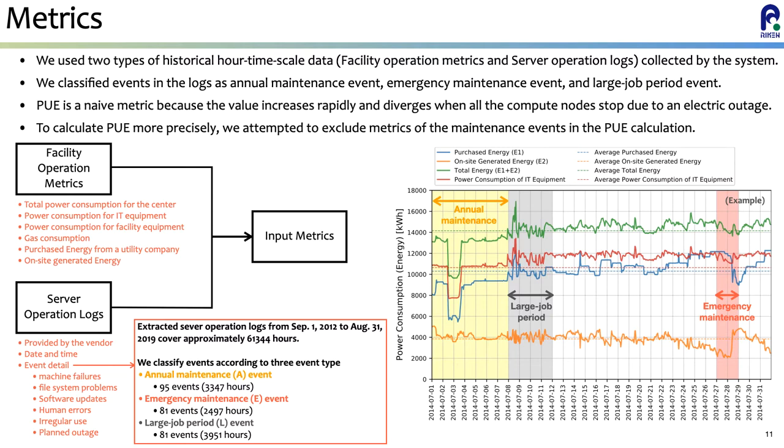As you know, PUE is a naive metric because the value increases rapidly and diverges when all the computer nodes stop due to non-electric outage. To calculate PUE more precisely, we attempted to exclude metrics of the maintenance events in the PUE calculation. As you can see in the figure, we can easily understand the change of metric along with operation contexts.